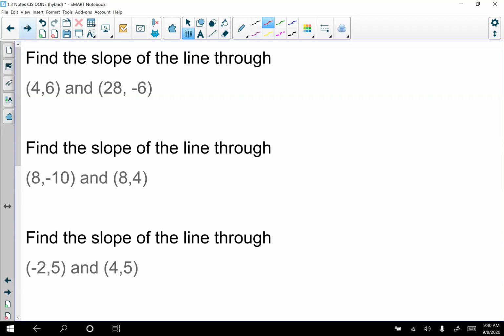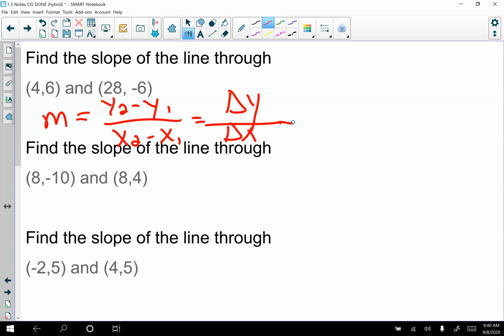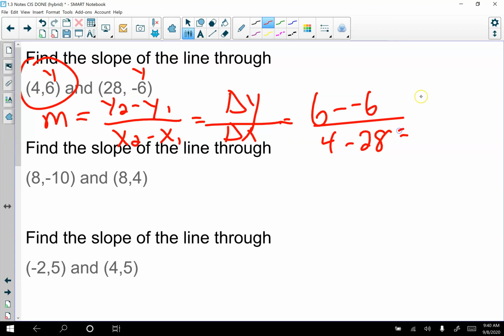Okay, the next page here, find the slope of the line through those 2 points. So remember, slope is y2 minus y1 over x2 minus x1, or you could just say the change in y over the change in x. And it doesn't matter which one you pick as your y1 or your y2. I don't want you to get hung up on that. Just if you're going to start with one, you start with it on both the top and the bottom. So this is going to be 6 minus -6, and then 4 minus 28. So that's going to be 12 over -24, which is -1/2. So there is my slope.